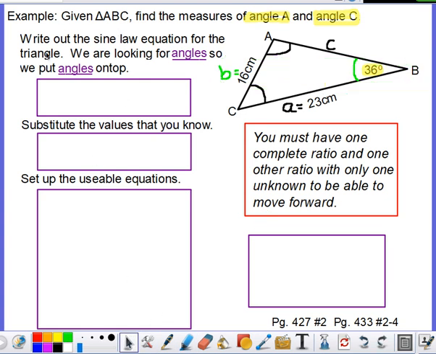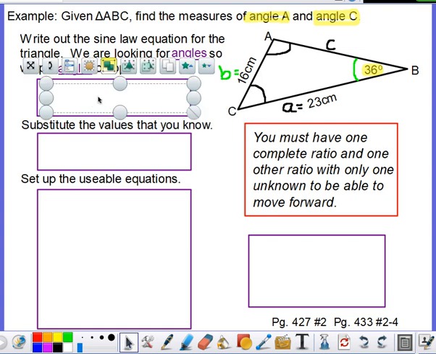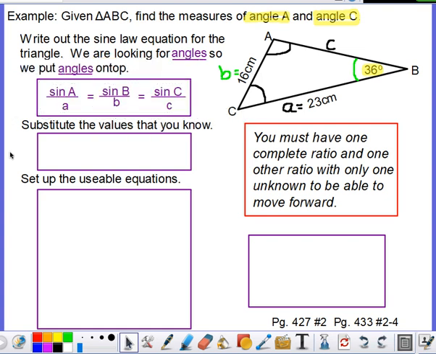So if you're a steps person, we got these for you here. It says write out the sine law equation for the triangle. Now since we're looking for angles, we're going to put the angles on top. So we're going to rewrite it like this: sine of A over a equals sine of B over b, which equals sine of C over c. So we always set it up this way, kind of like similar triangles in the sense that we were setting up the corresponding side length ratios, but we're using the sine law here.